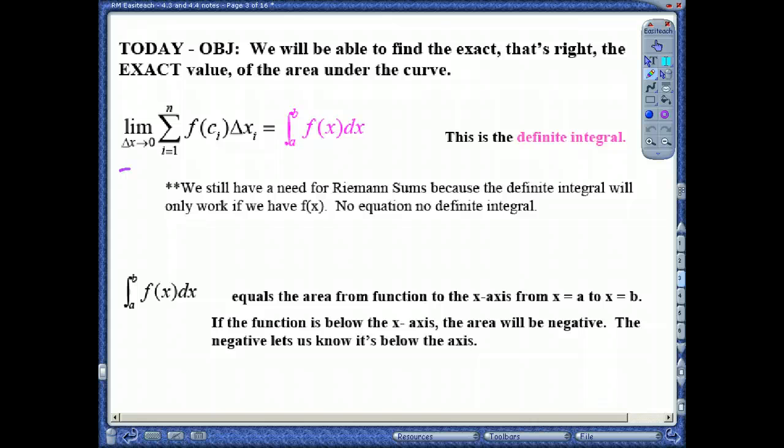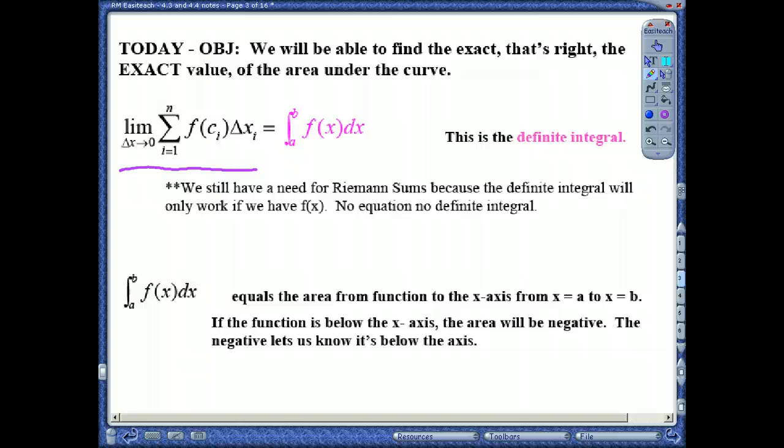So what we're learning here is that this limit as delta x approaches 0 of all of these rectangles added up is actually called our definite integral. Without the numeric values here, it's an indefinite integral. But with the numeric values, it's definite because you know exactly what that area under the curve is going from, 1 to 9, 7 to 50, whatever.